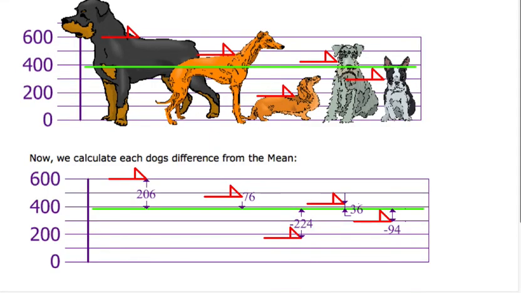Then we want to calculate the difference from the mean. This green bar is your mean, and we want to find out what the difference between each of these is. So we have 206 as the difference for the first dog, 76 for the next dog, negative 224 for the next dog, and so on. So those are the differences from the mean.